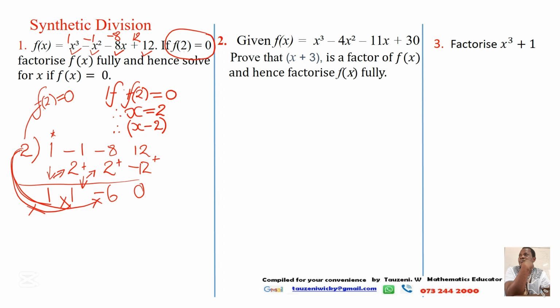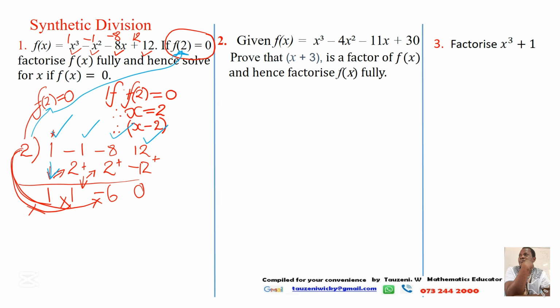So quickly, to emphasize where our numbers are coming from, it's important that we know. The first one, this 2 here, is coming from f of 2 is equal to 0. This is given in the question. Then this one, that one, that one, and that one are coming from the coefficients of the expression that you are factorizing.